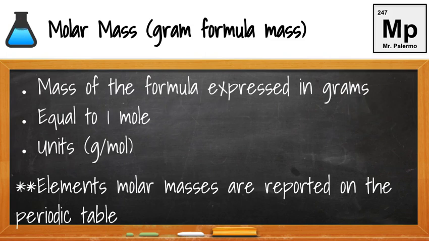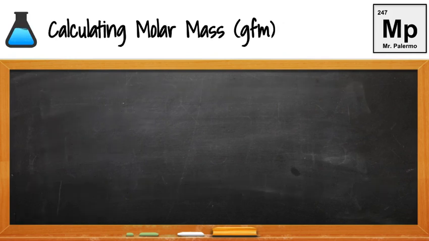So what is this molar mass? It's the gram formula mass. It's the mass of the chemical formula in grams. And we'll use the abbreviation GFM. So it's the mass of the formula expressed in grams. It is equal to 1 mole. And the units for molar mass or gram formula mass is grams per mole. So it's the amount of grams per 1 mole of that substance. And the elements, their molar mass, or their gram formula mass, is reported on the periodic table. So the mass that's on the periodic table is the molar mass of that substance.